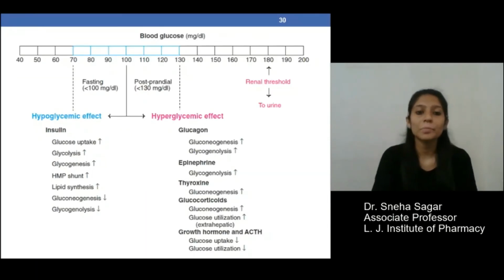This diagram represents a summary of the hormones. Hypoglycemic effect is caused by insulin. Hyperglycemic effects are caused by glucagon, epinephrine, thyroxine, glucocorticoids, growth hormone and ACTH. Insulin increases glucose uptake, glycolysis, and HMP shunt, and it decreases gluconeogenesis and glycogenolysis, whereas all the other hormones increase gluconeogenesis and glycogenolysis.